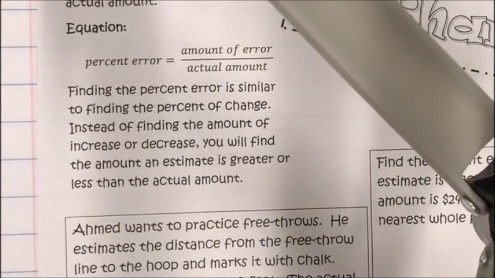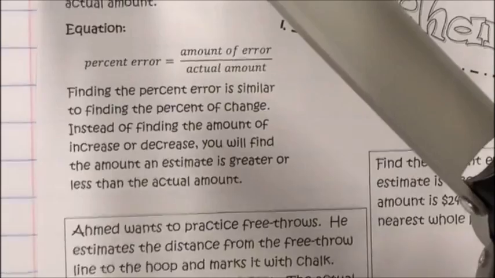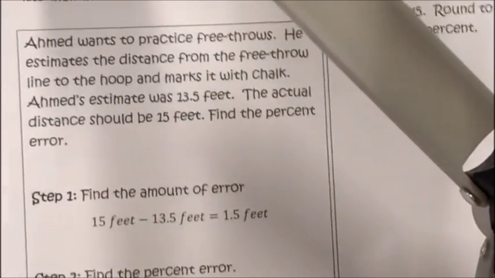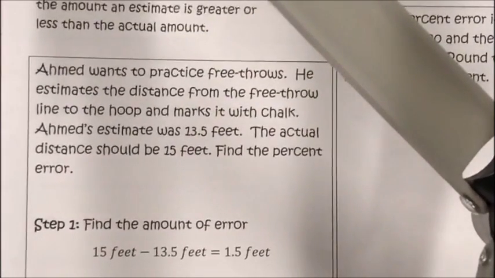So finding the percent error is similar to finding the percent of change. Instead of finding the amount of increase or decrease, you will find the amount an estimate is greater or less than the actual amount. So let's take a look at the problem they give us. So it says Ahmed wants to practice free throws. He estimates the distance from the free throw line to the hoop and marks it with chalk. Ahmed's estimate was 13.5 feet. The actual distance should be 15 feet. Find the percent error.